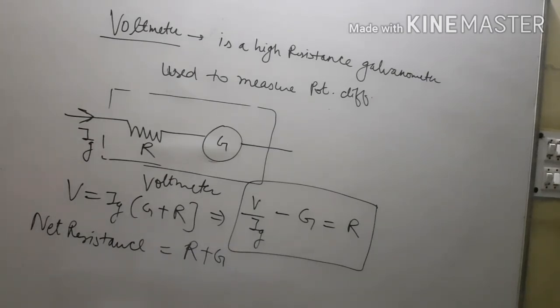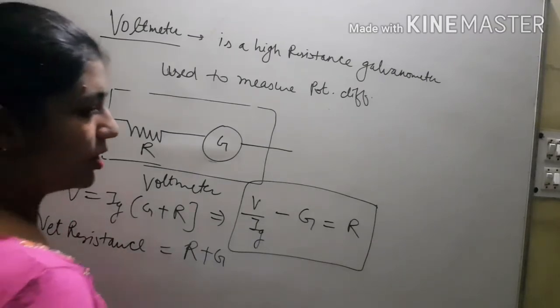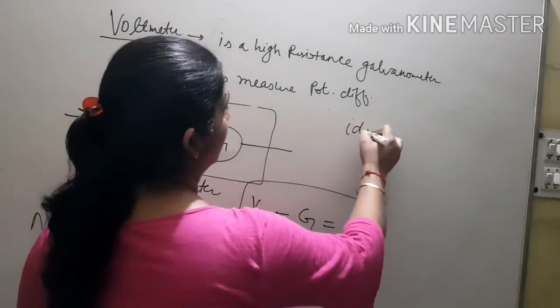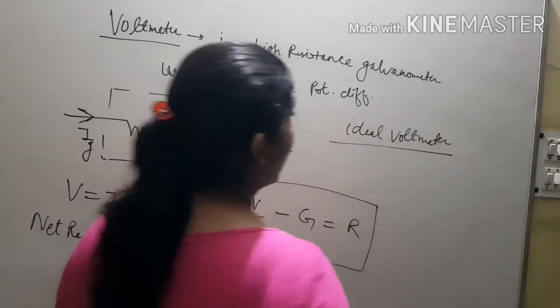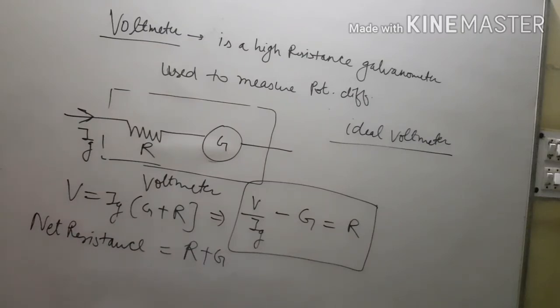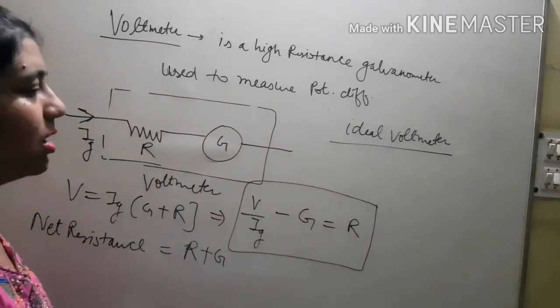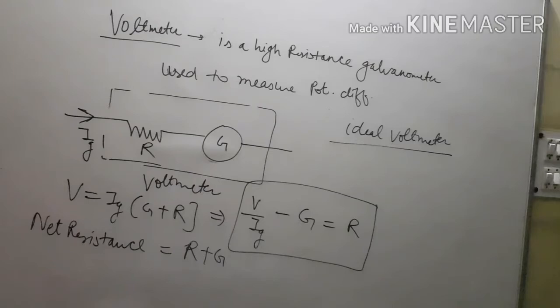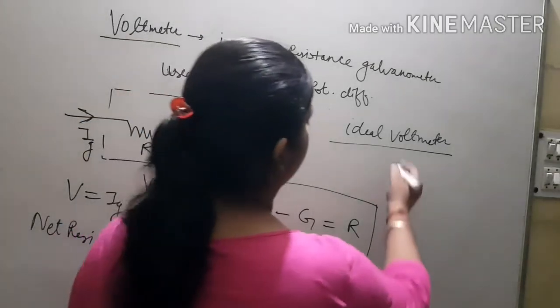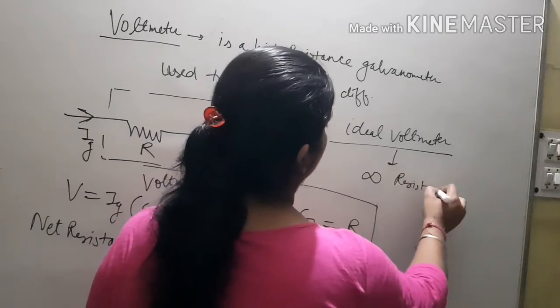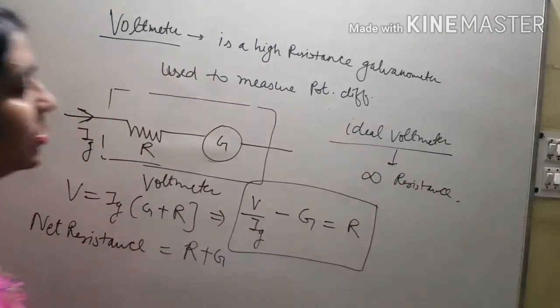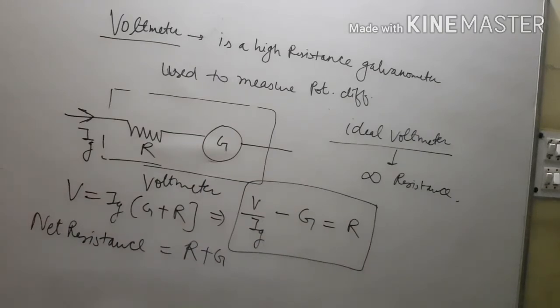And now I am talking about the ideal voltmeter. As you know, a voltmeter is a high resistance galvanometer. So if we talk about a high value of resistance, it means an ideal voltmeter has infinite resistance. So this is the resistance of the ideal voltmeter. Now we will do a numerical related to this topic.